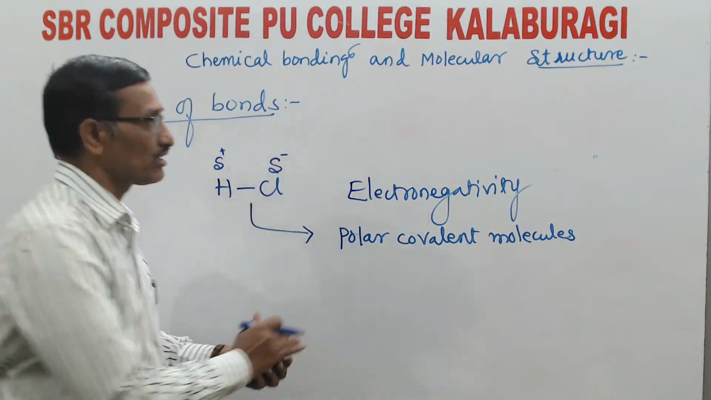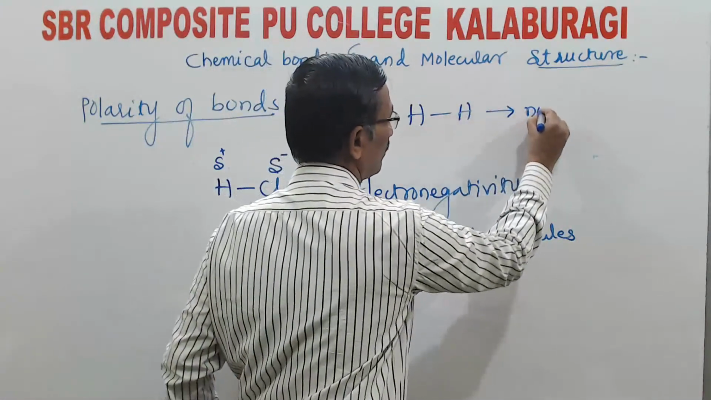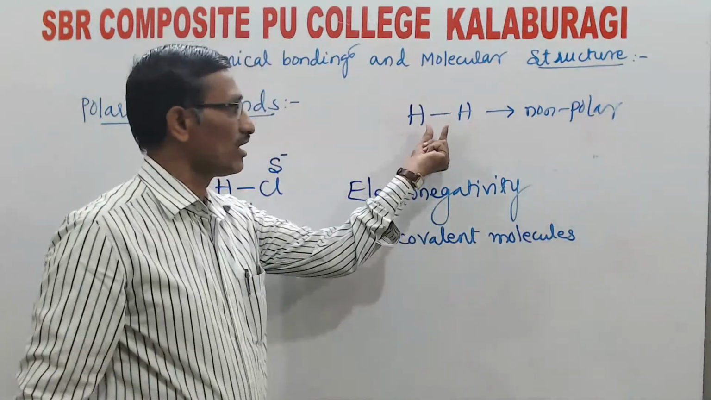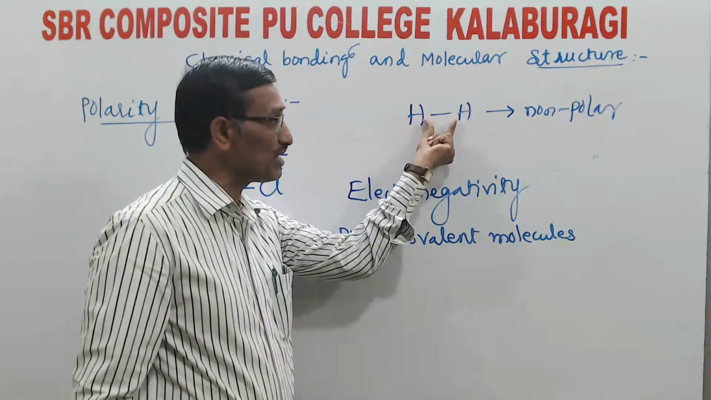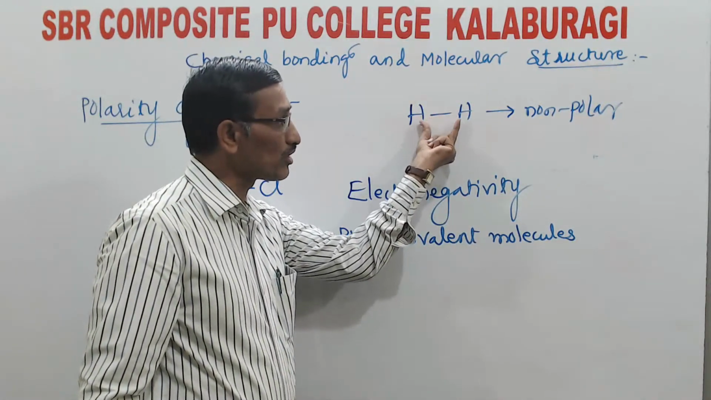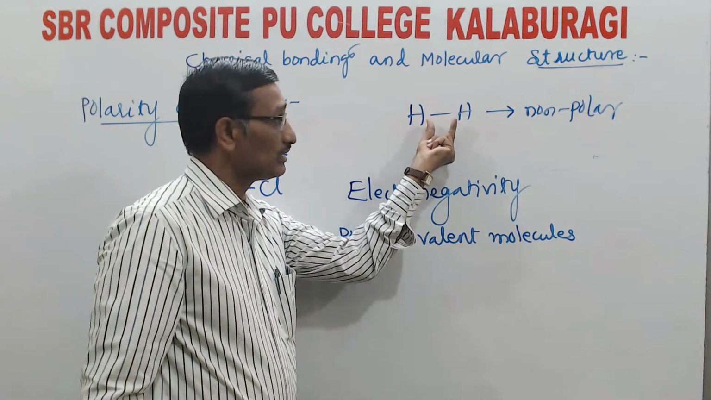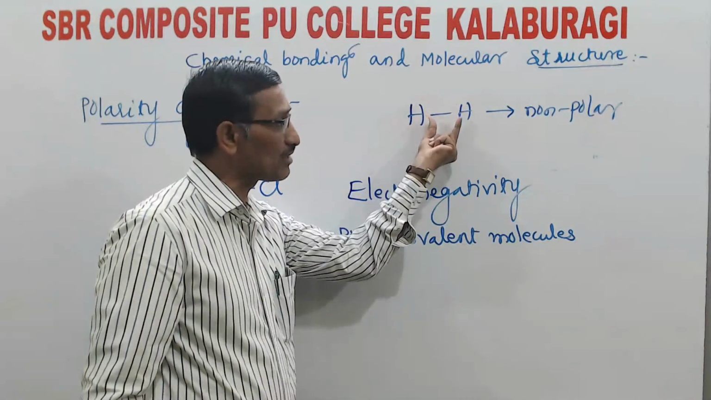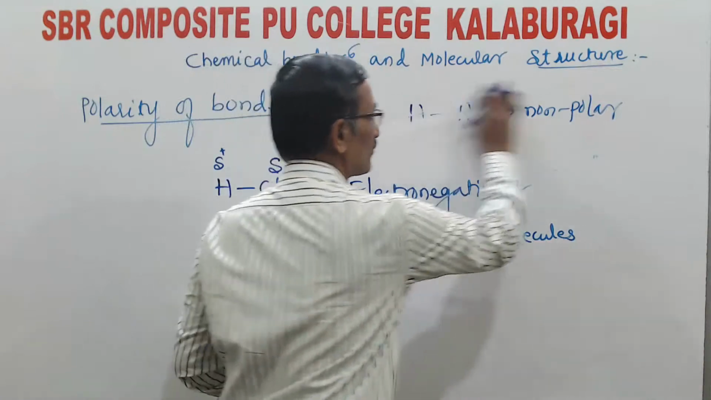If you take non-polar, what I said, the hydrogen molecule, the shared pair of electrons will be equally distributed by both the atoms because these are the same atoms. This bond pair of electrons lies between the nuclei of both the atoms. That means there is no charge separation, hence non-polar.